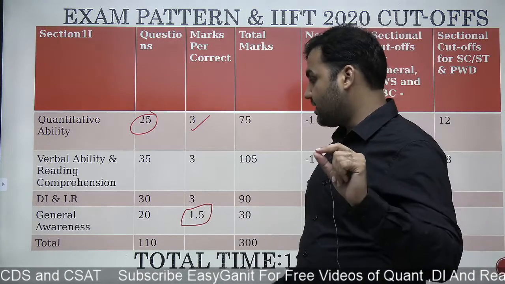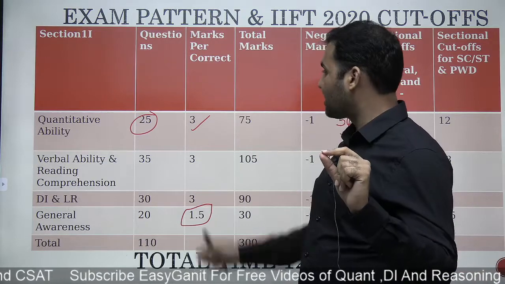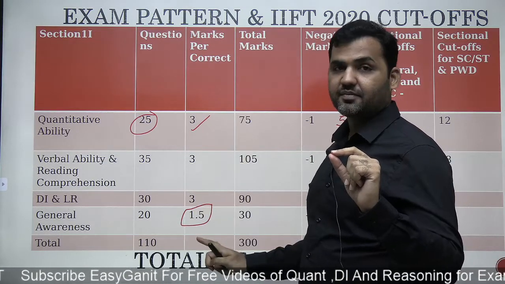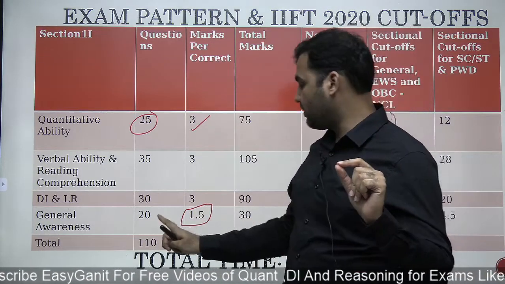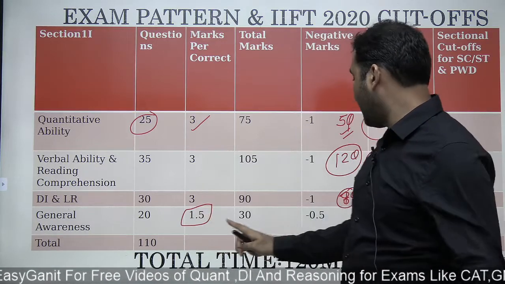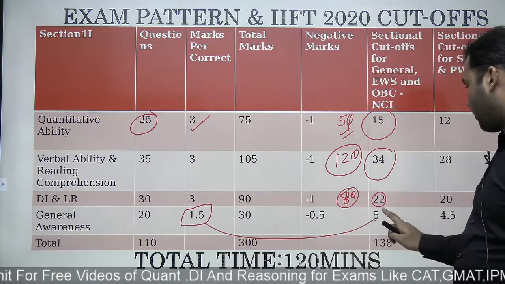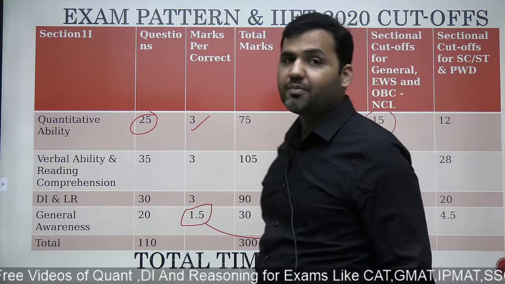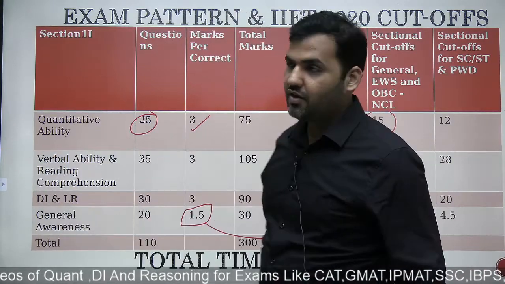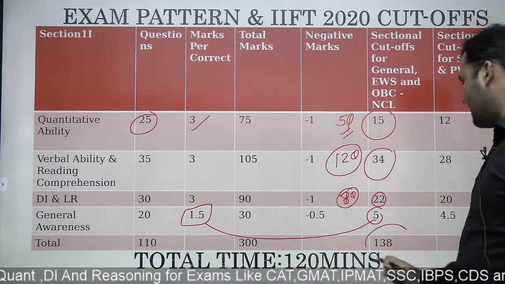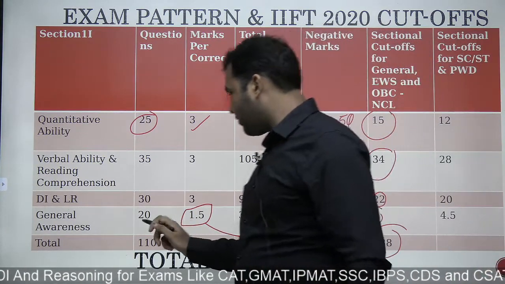The weightage of general awareness as compared to the other questions is less, right? Only 20 questions. Per question marks is 1.5. And look at the sectional cutoff. Can this be a section which can help me in clearing my overall cutoff? My overall cutoff is 138. Number of questions are 20.